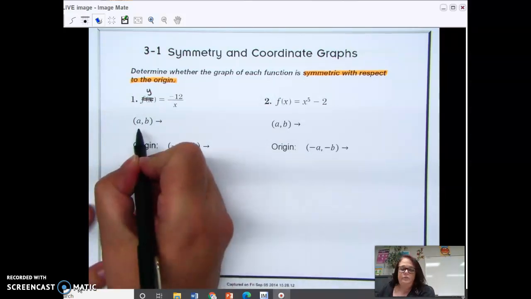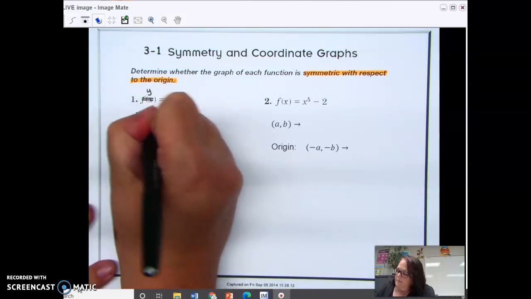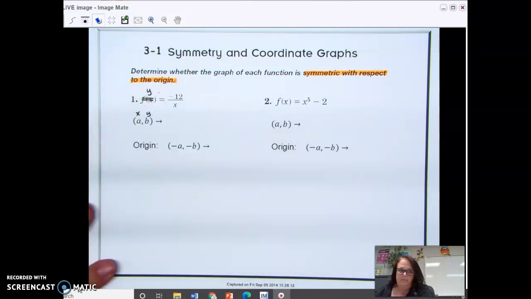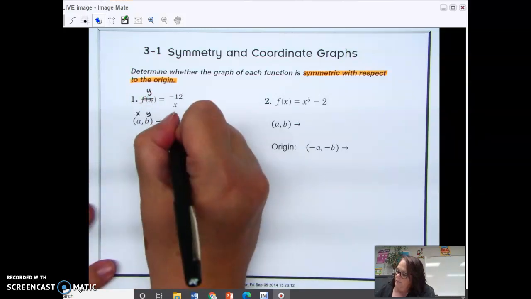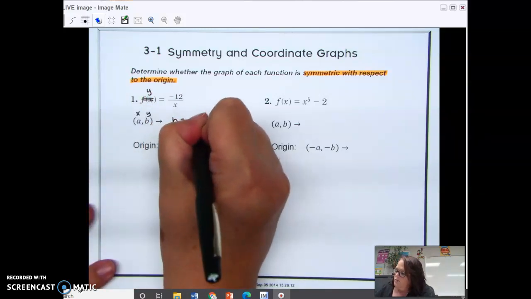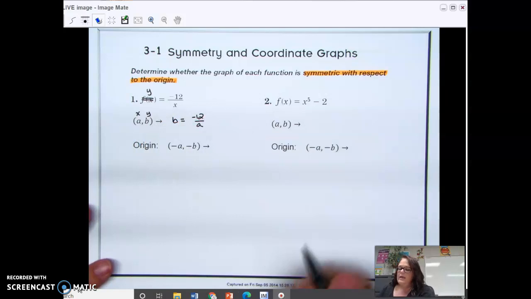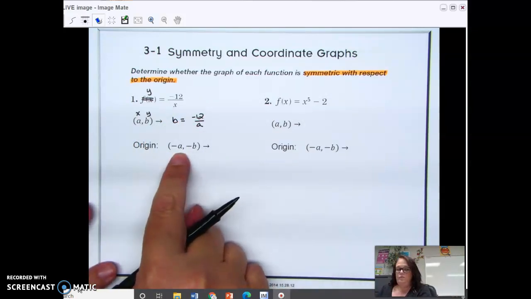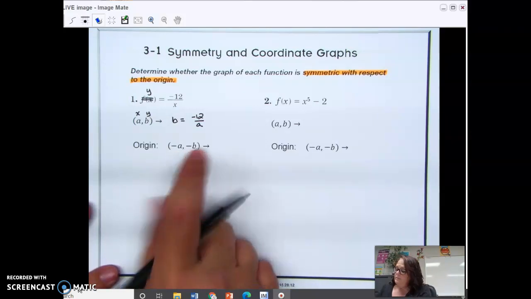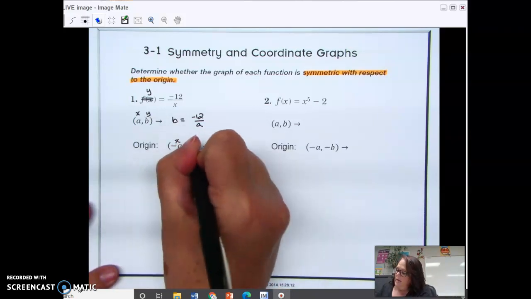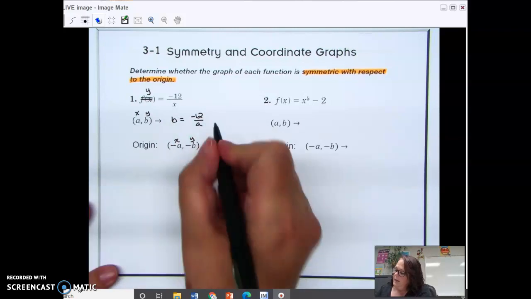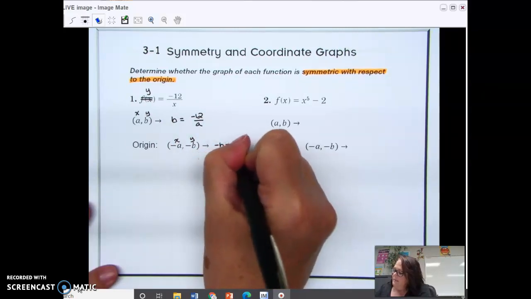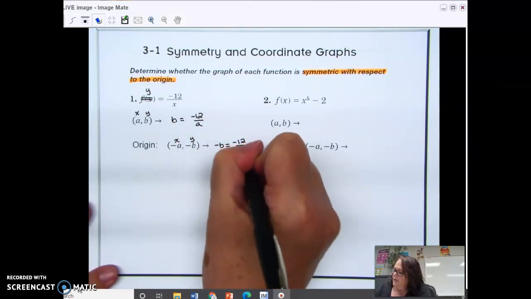So when I substitute for my control, that means x is going to be equal to a and y is going to be equal to b. And so that means that b is equal to negative 12 over a. Now I'm going to hold that thought for a minute, and I'm going to come down here and substitute for this one. So this means that my x value is negative a and my y value is negative b. And so I get negative b is equal to negative 12 over negative a.